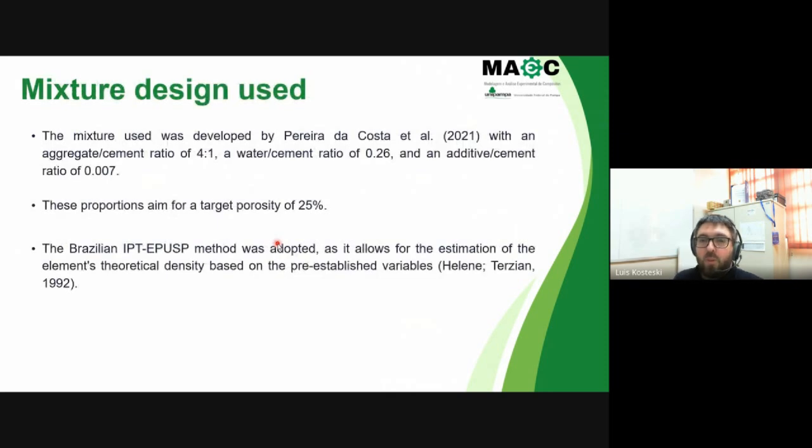Well, we use a mixture that was prepared here in Brazil with an aggregate-cement ratio of 4:1 and a water-cement ratio of 0.26. We use an additive with 0.07 of ratio of cement. The concrete that we make has a porosity target of 25%, and we use a Brazilian EPT method to do the mixture.